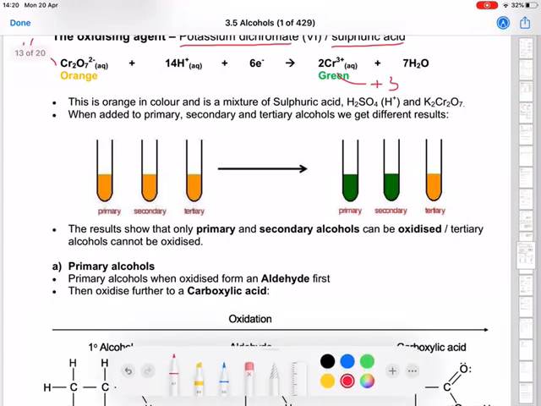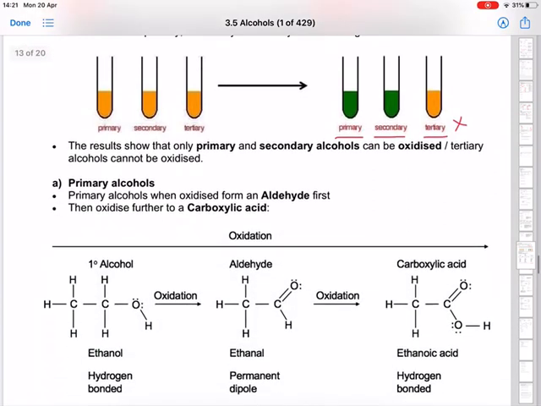Put it in a water bath, and what we would see is that the primary alcohol has undergone oxidation because the dichromate has gone from orange to green. The secondary alcohol has also undergone oxidation because it has gone from orange to green again, whereas the tertiary alcohol doesn't undergo oxidation. This is why that classification is so important to determine how they react. We're going to have a look at each of those in turn, and in this clip, I'm only going to look at the primary alcohol.